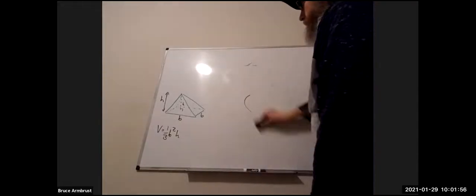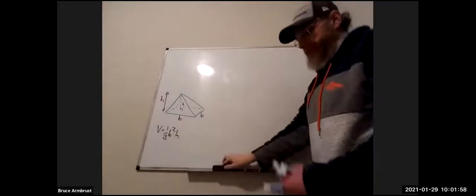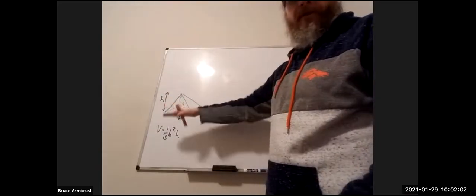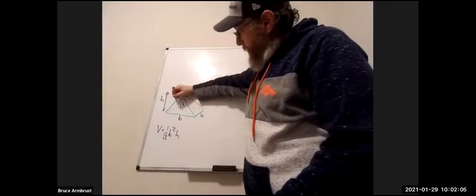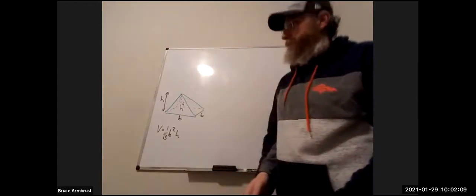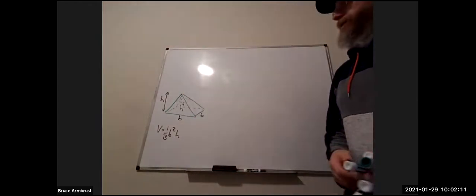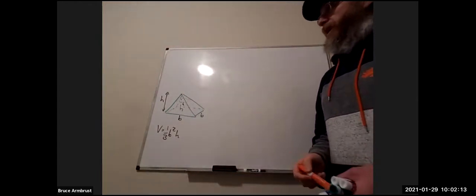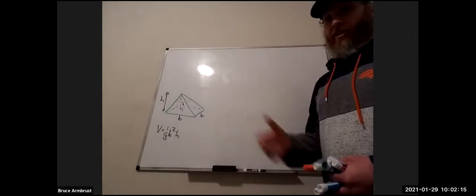So what we're going to do is think about slicing it. Now, the easiest way to slice this is if we were to slice parallel to the ground in this picture, so that one of the slices would be right here. It's going to be a square. It's going to be a square slice, and the size of that slice is going to change as we move along.